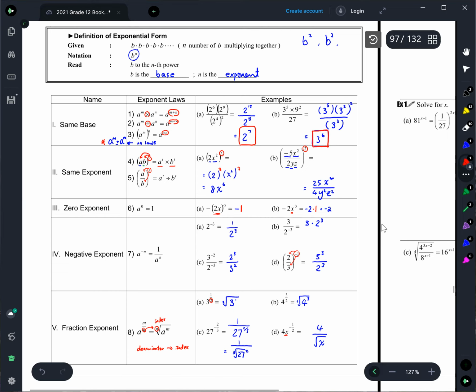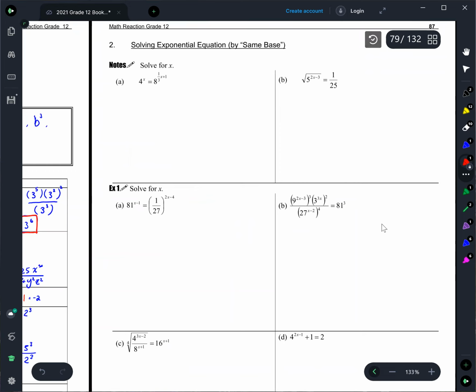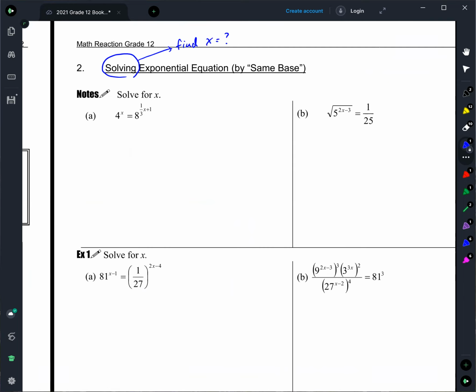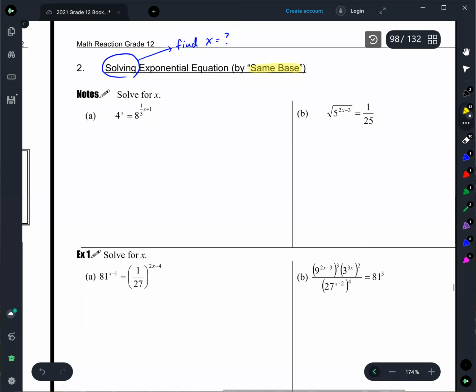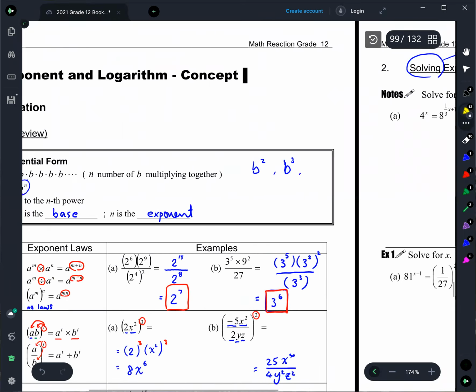All right, so let's look at the next page now. This page is to solve exponential equations. When you start solving equations, when they say solve, it means to find x. An equation means you have a left and right side that equal each other. And this method is called solving by same base. We did something similar before, like on the last page up here.